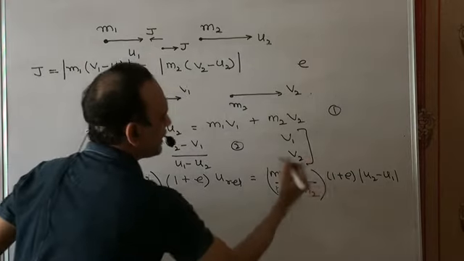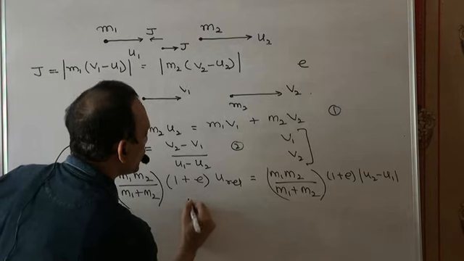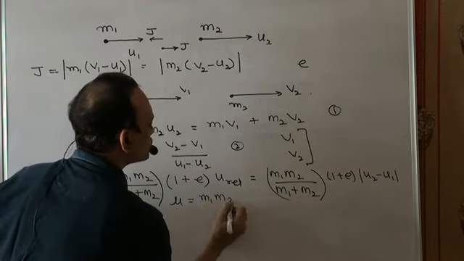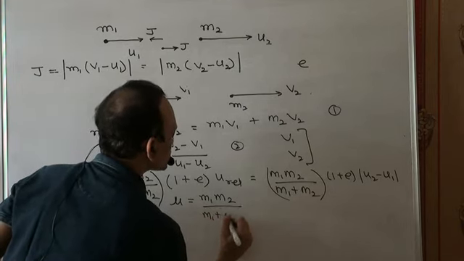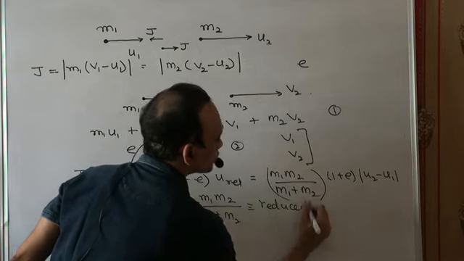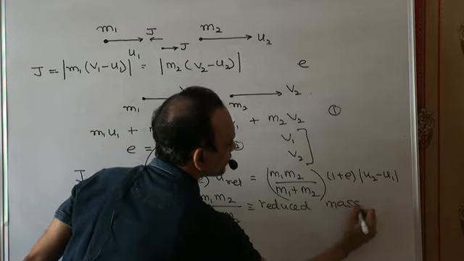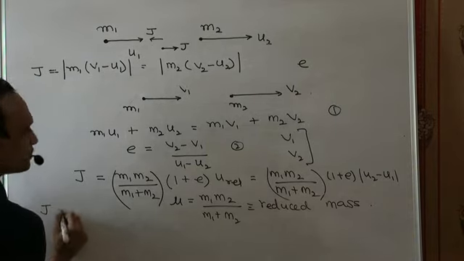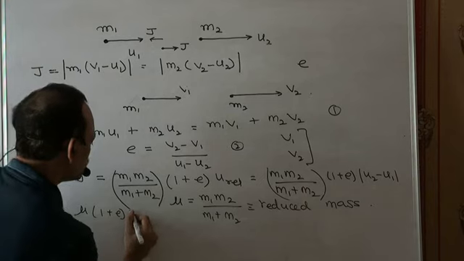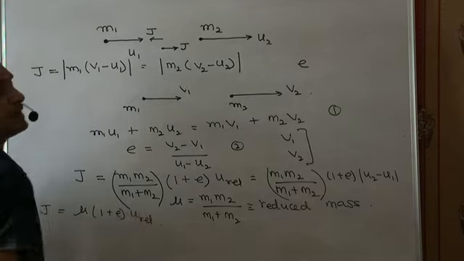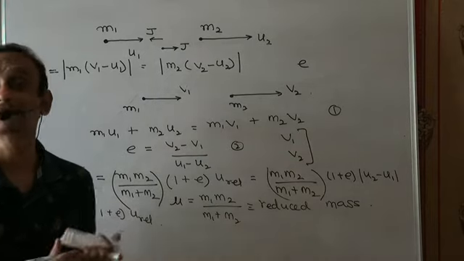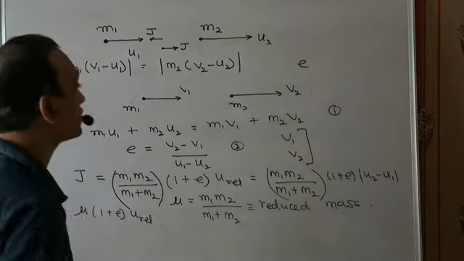And mu, m1 m2 by m1 plus m2, is commonly referred to as the reduced mass of the system. So the magnitude of the linear impulse is going to be mu into 1 plus e into the magnitude of the initial relative velocity just prior to collision. That will give you the magnitude of the linear impulse between the two particles.